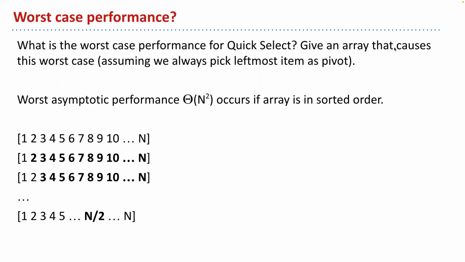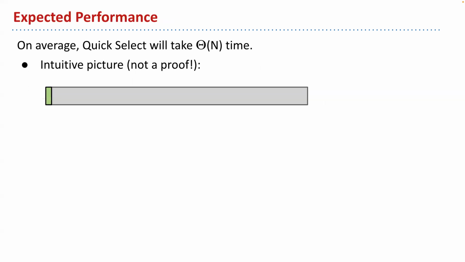N squared, yeah. So the worst case that could possibly happen is we have the numbers 1 through n. We partition on 1 and nothing happens. 2's the next pivot, then 3's the next pivot, and so forth until we get to n over 2. So if you're in sorted order, you're not doing any shuffling, it's going to be n squared time. Okay. Now, on average, quick select takes theta n time. This is maybe what you're getting at. This is the harder argument.